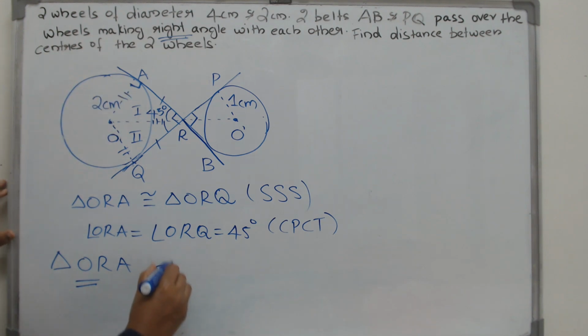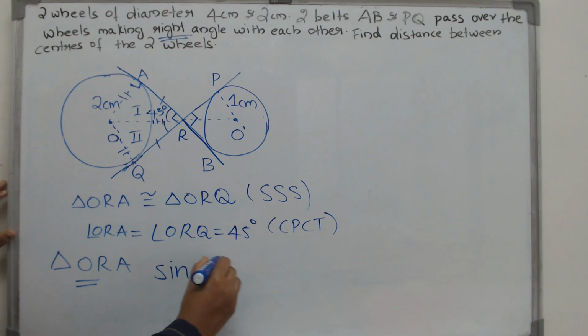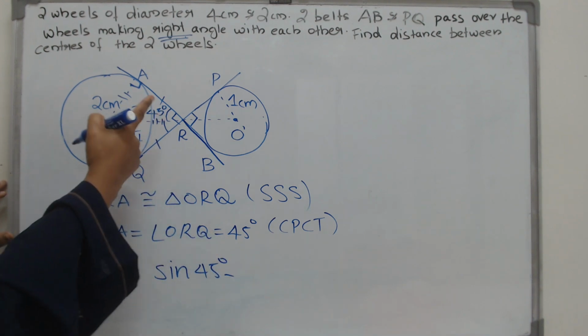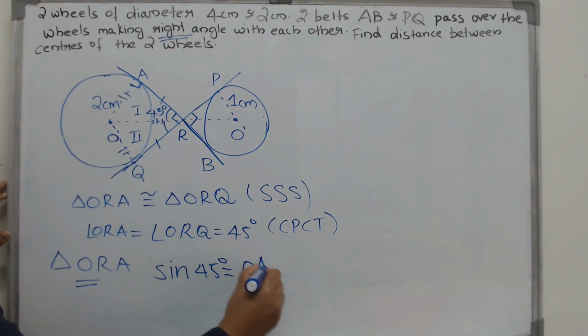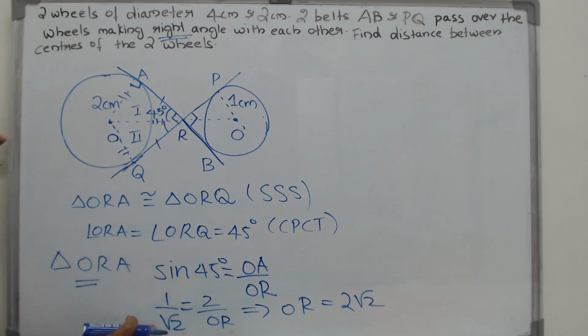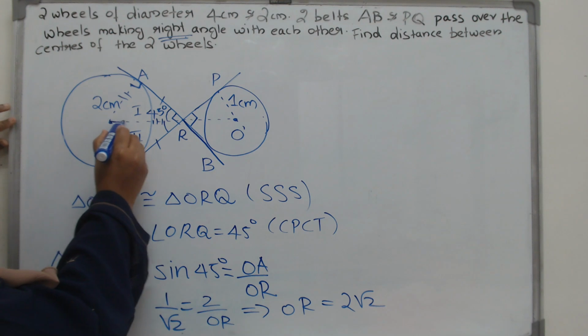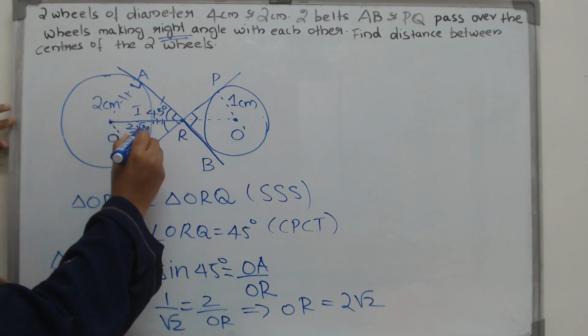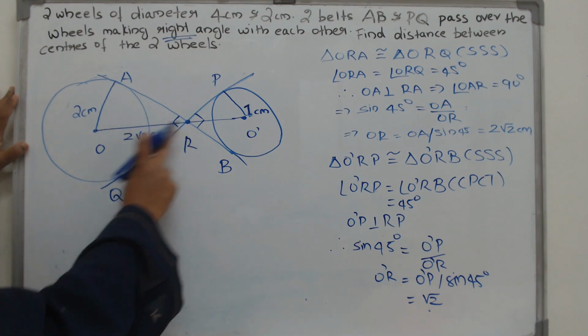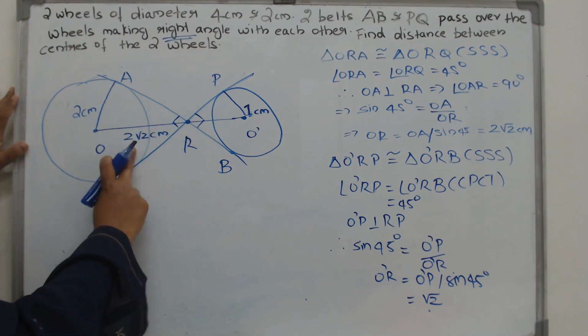What does that mean? Sine of 45. You have a 45 here, right? Sine of 45 is opposite side by hypotenuse, which is OR. Now sine 45 is 1 by root 2. So apply the formula and we have this much space here is 2 root 2. So we have proved that this distance OR is 2 root 2.